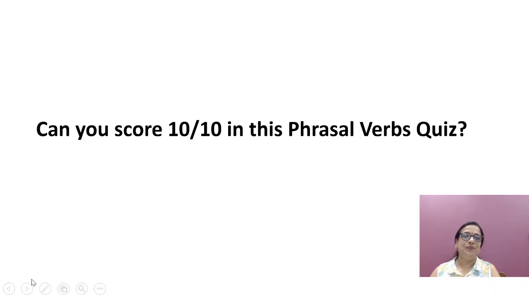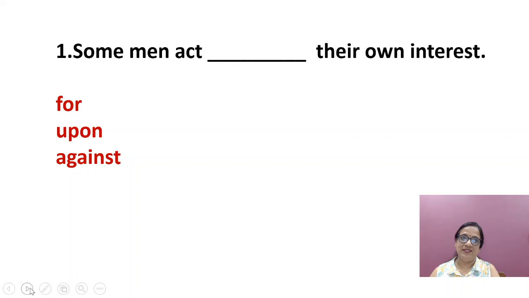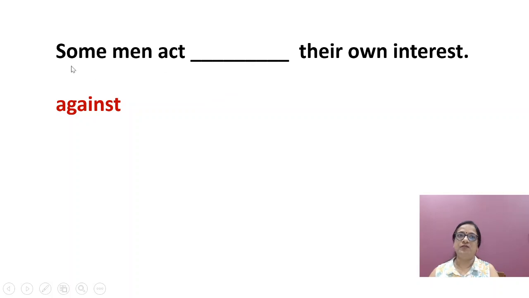So here we go. The first sentence: some men act dash their own interest. Which option will be here? For, upon, against. Now be fast in your answer. Some men act for their own interest, upon their own interest, against their own interest. The correct option is: some men act against their own interest.